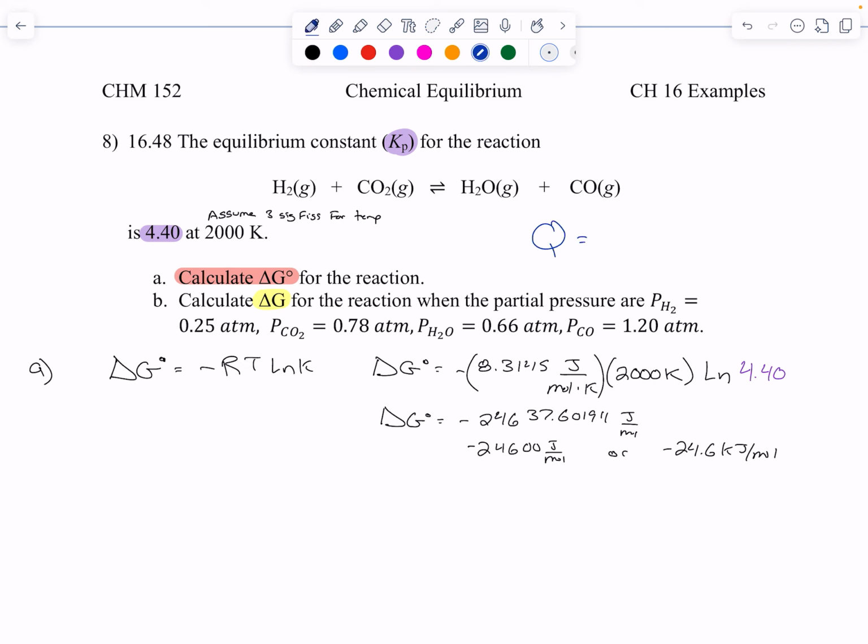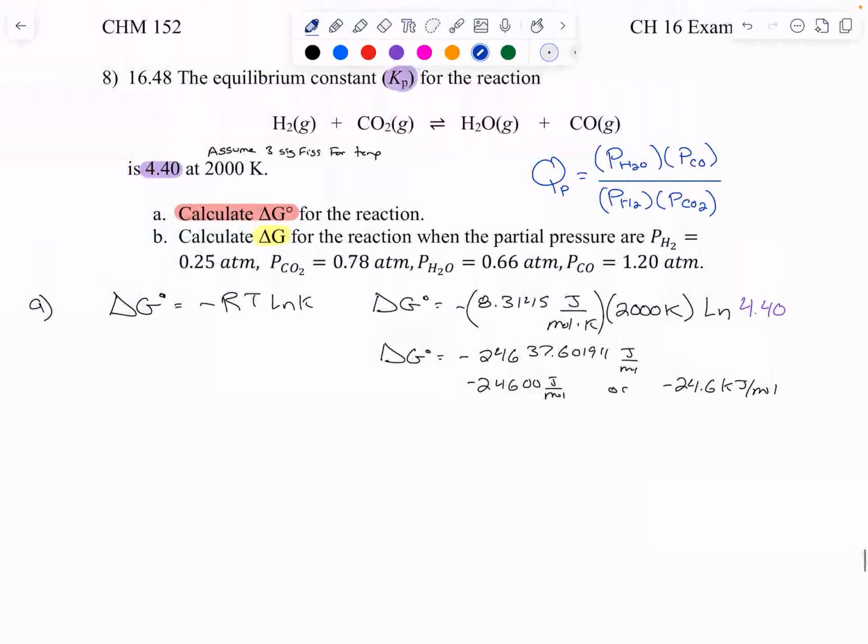Q would be equal to what? We're doing pressures, so this is Qp. Pressure of water times the pressure of carbon monoxide all over the pressure of H2 and the pressure of CO2. So there's our reaction quotient expression. All right, and so our formula: delta G equals delta G standard plus RT ln Q.